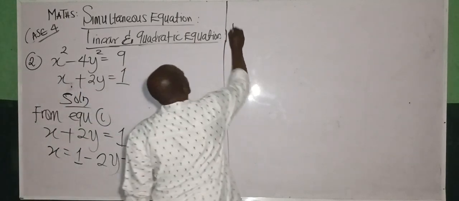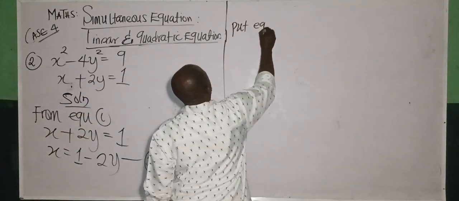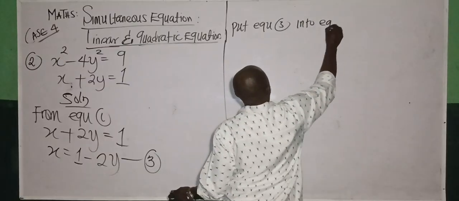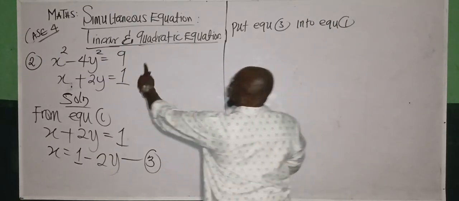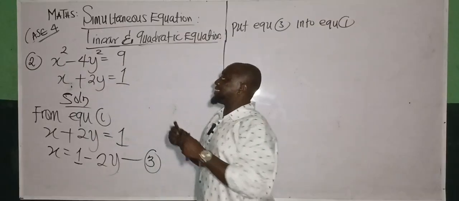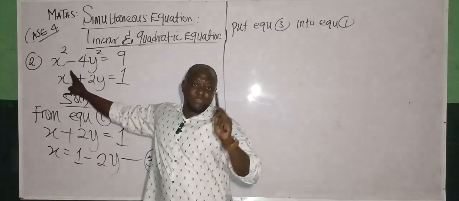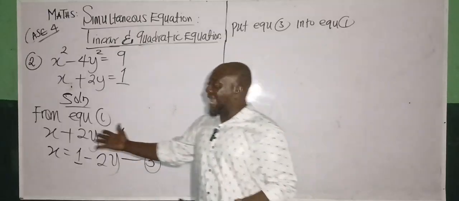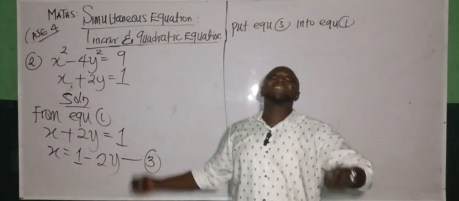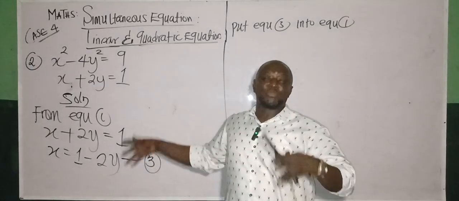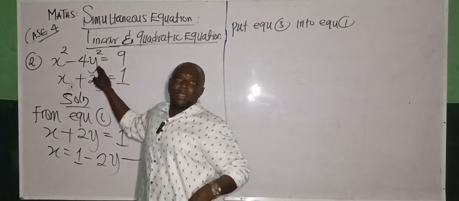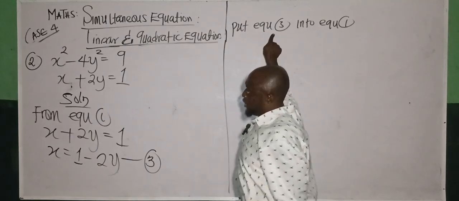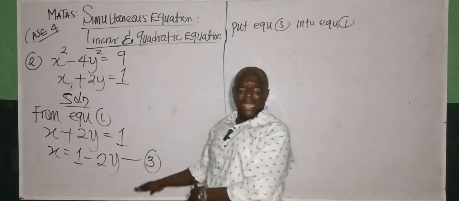So I will now put equation 3 into equation 1. Remember, we have not used equation 1 for anything. First step is to identify the linear equation where x is raised to the power of 1. Use that one and make x or y the subject of the formula. Then you substitute what you have made the subject into the one with x squared. Anywhere you see x, you put it here. If it is y you made the subject of the formula, you put it here.